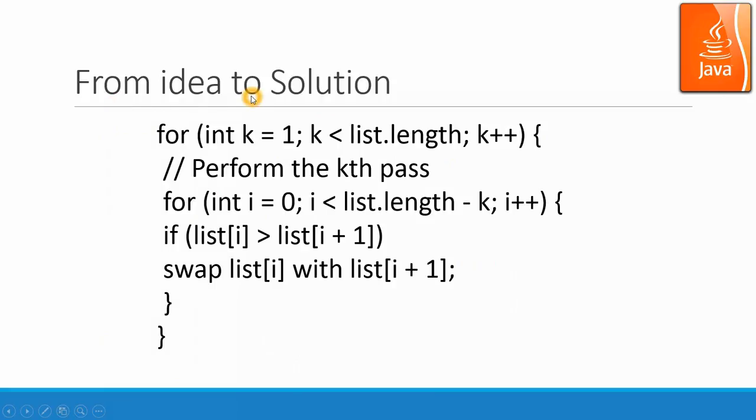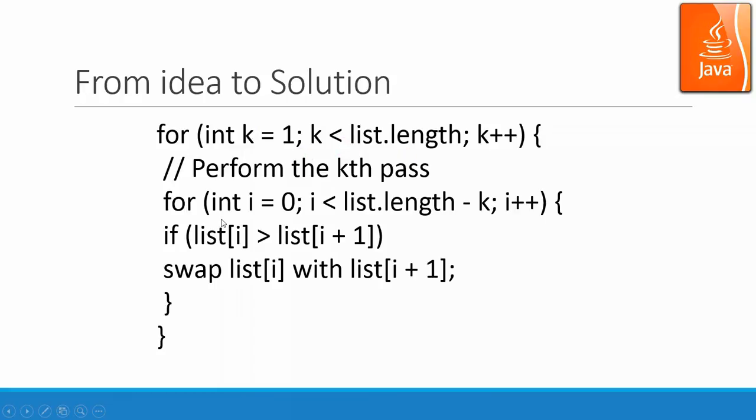Now, let's go from idea to solution. First, the outer loop: we have k equals 1 and k less than list.length. So k's largest value is list.length minus 1. What does this k mean? This k means the size of the sorted portion of the array. When k equals 1, it means the first pass, and we will keep one element as the largest one. In the second pass, k equals 2, so we will keep 2 elements.